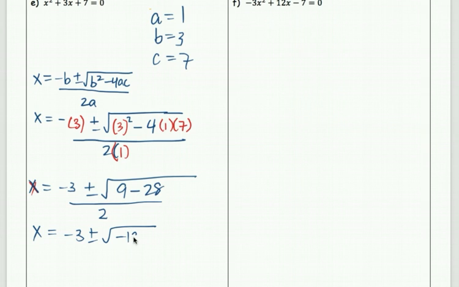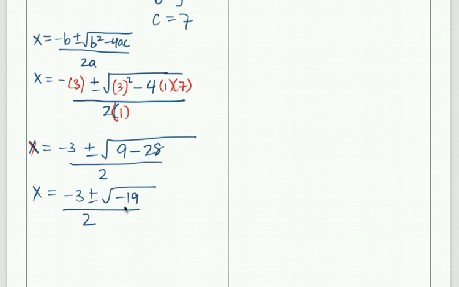Okay, and then this is where you have to stop. Remember how I told you to look at what's in here. If it is a perfect square, that means you could have used one of the other methods and taken a lot less time. If you do get a positive number in here, then you just carry on and find your answer.